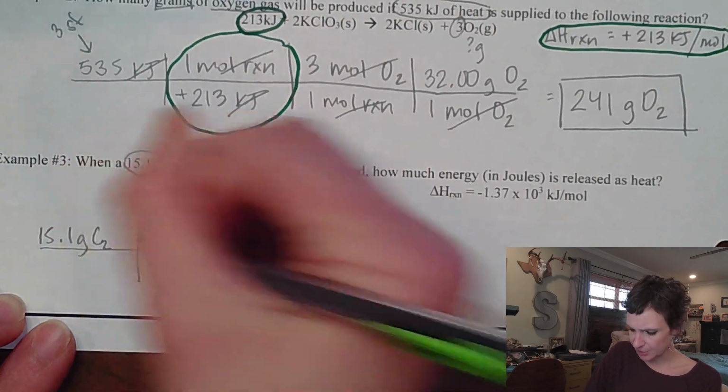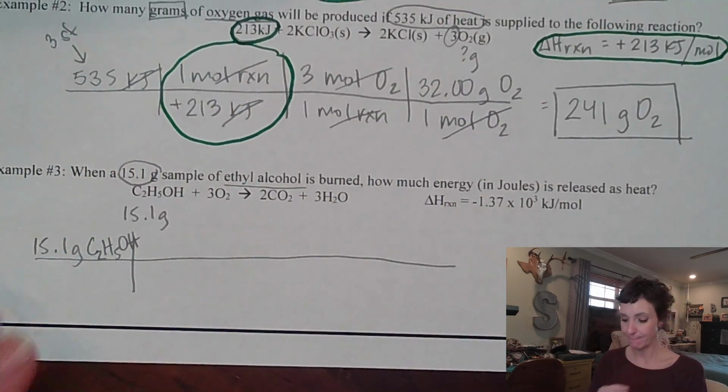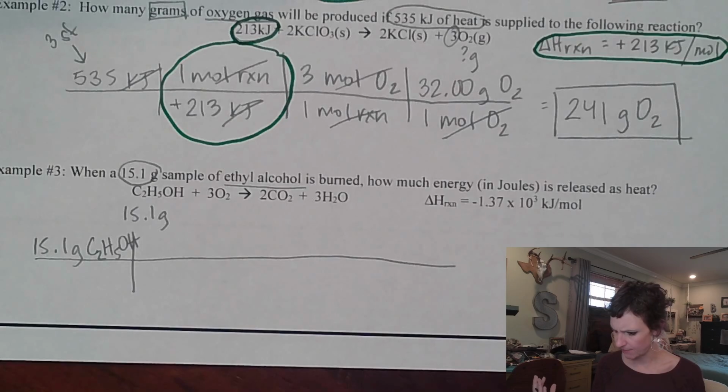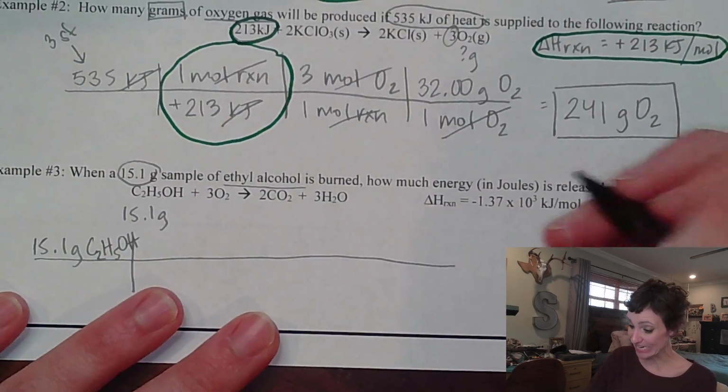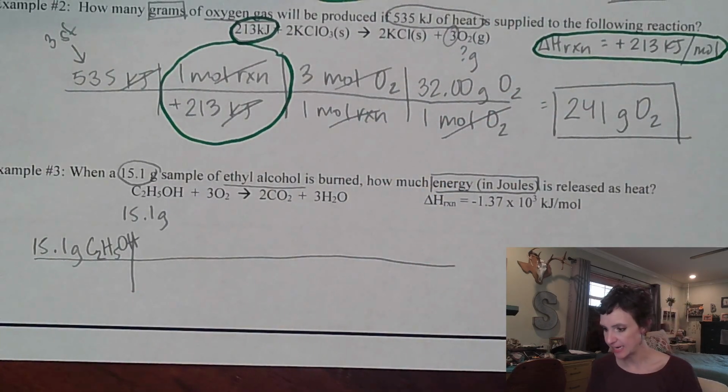15.1 grams of C2H5OH. I did that thing where I didn't give myself a lot of room. That's okay. So I'm starting there. What am I trying to solve for? How much energy in joules is released as heat?